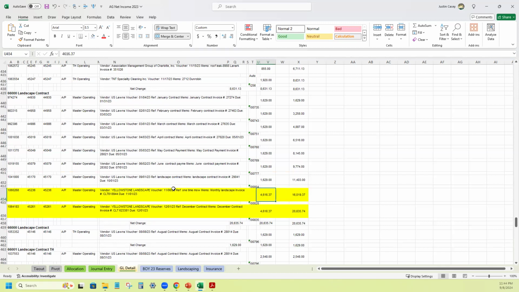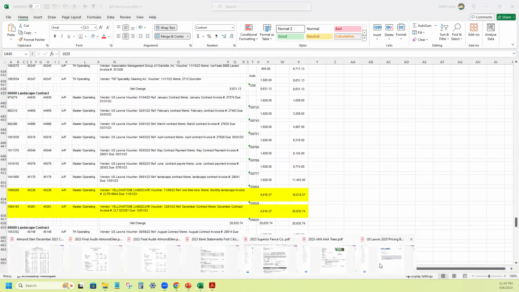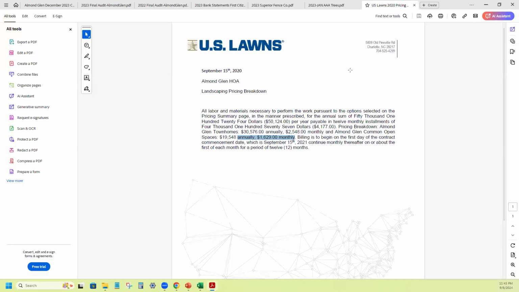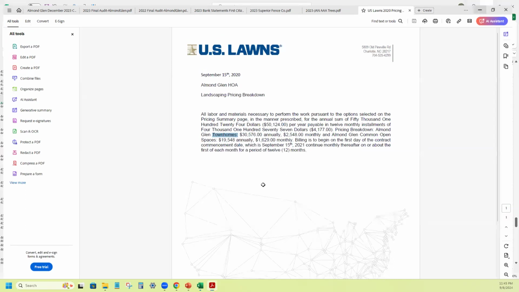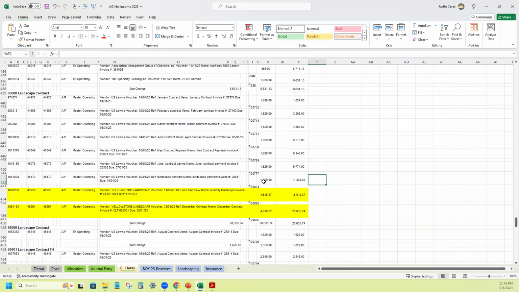Based on the discussions that we had in the August 19th video in order to get this a little tighter. So that was great that we were able to do that. And then looking at the vendor, US Lawns is appropriate to code under common, and the amount as well is 1629. And so taking a look at the addendum to the US Lawns contract, the 1629 goes to common monthly and 2500 goes to townhomes monthly. So that's appropriate as well.